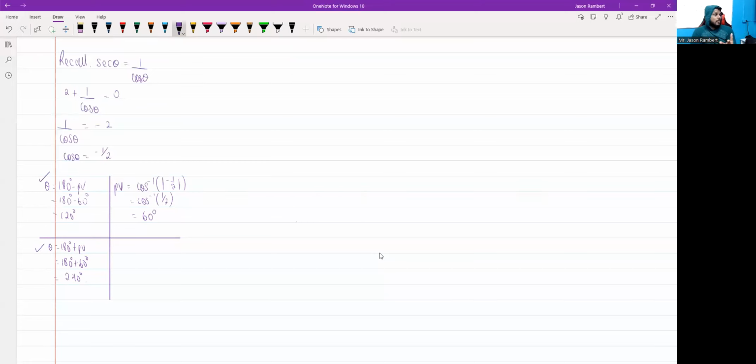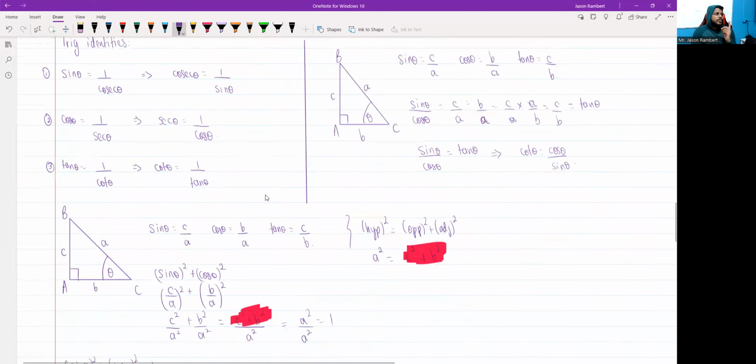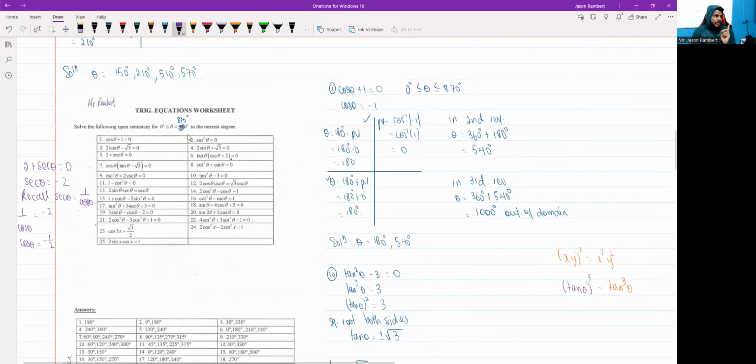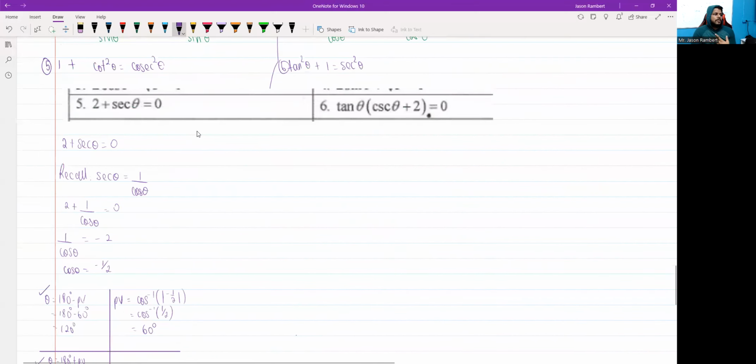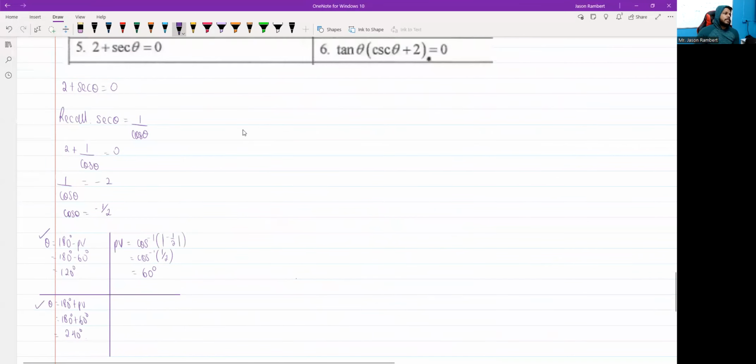Now you can go and work out the rest of the solutions. Just keep working until you go out of the domain, which ends at 870 degrees. So just keep working on and on and on. So let me do number 6.